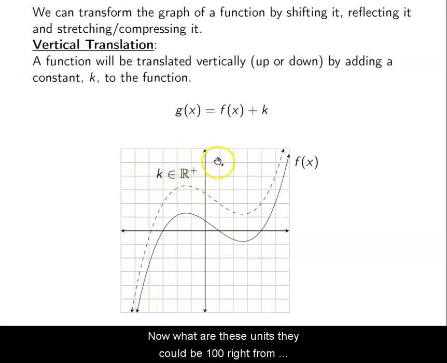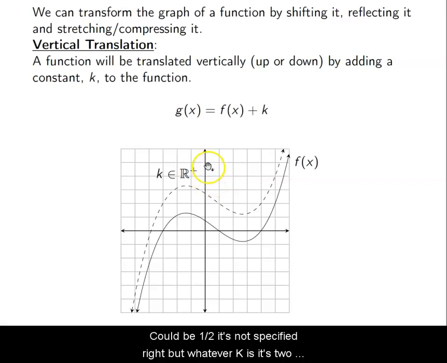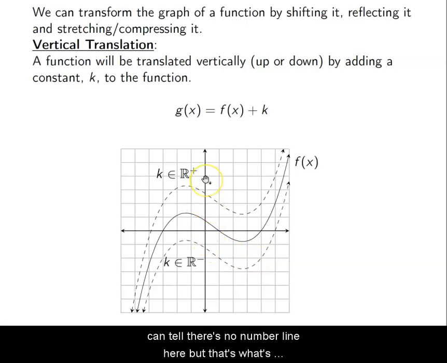Now, what are these units? They could be 100, right? From this point to this point. It could be 5. It could be 1/2. It's not specified, right? But whatever k is, it's 2 of those squares, however much one square is. As you can tell, there's no number line here, but that's what's happened, okay?